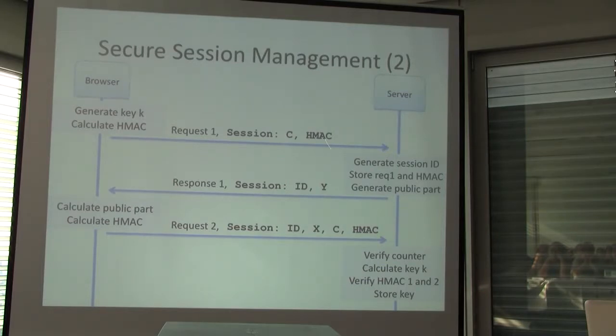If one of these is a mismatch, then the attacker is trying to get in between and he can abort the whole situation. Once this checks out, he stores the key, and with this key he can verify any future request which has an HMAC based on that key. So he just responds, server is done with his tasks except for verifying, and the client in the future just sends the session identifier, a counter and an HMAC.